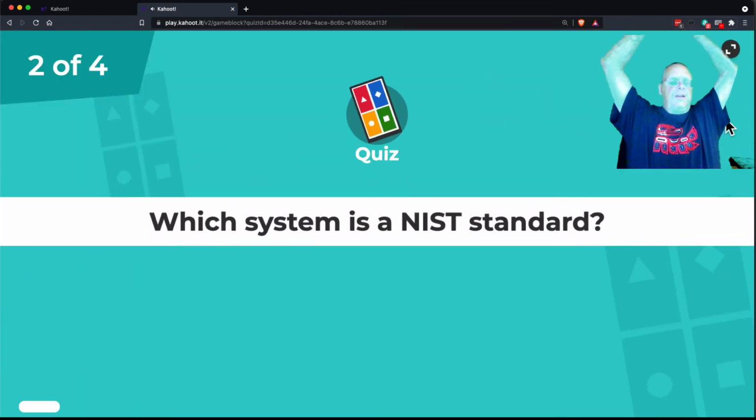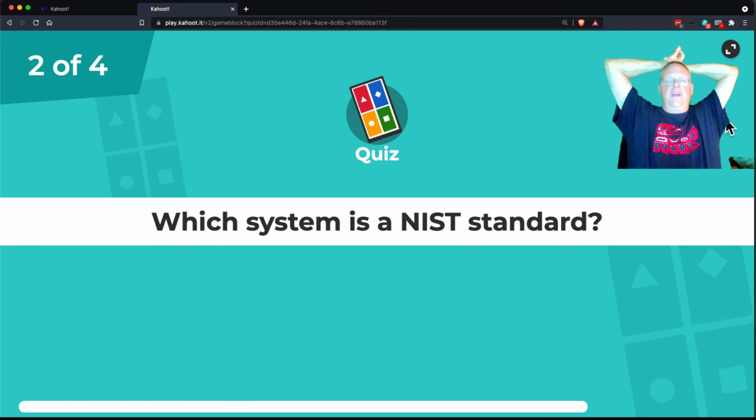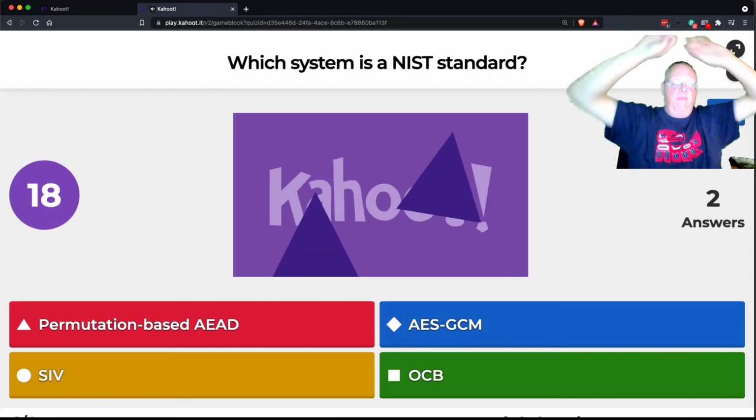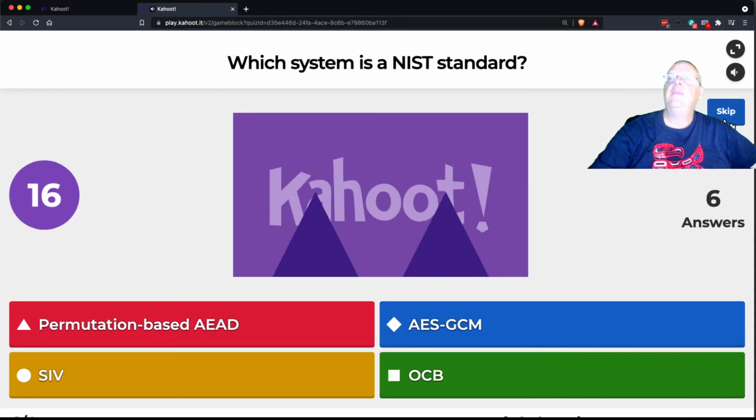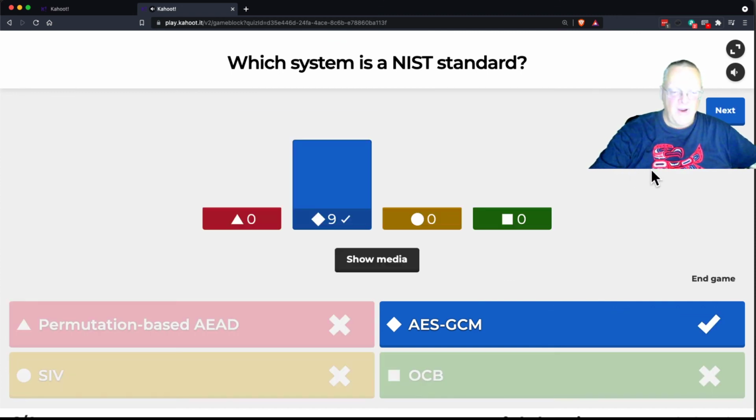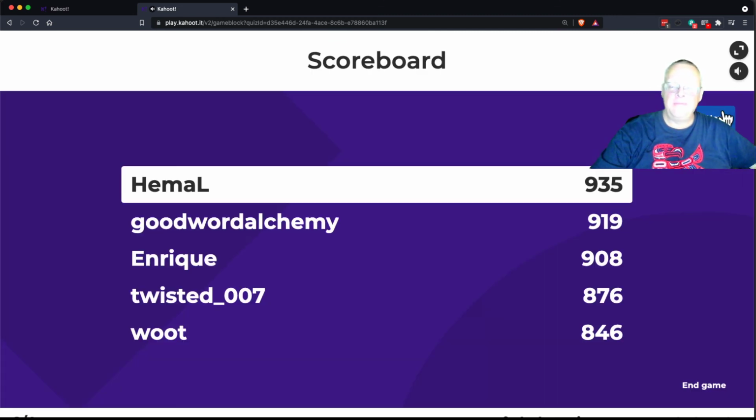Which one is the standard? All right, that's GCM. It's not perfect, but it is the standard and seems to be good enough.